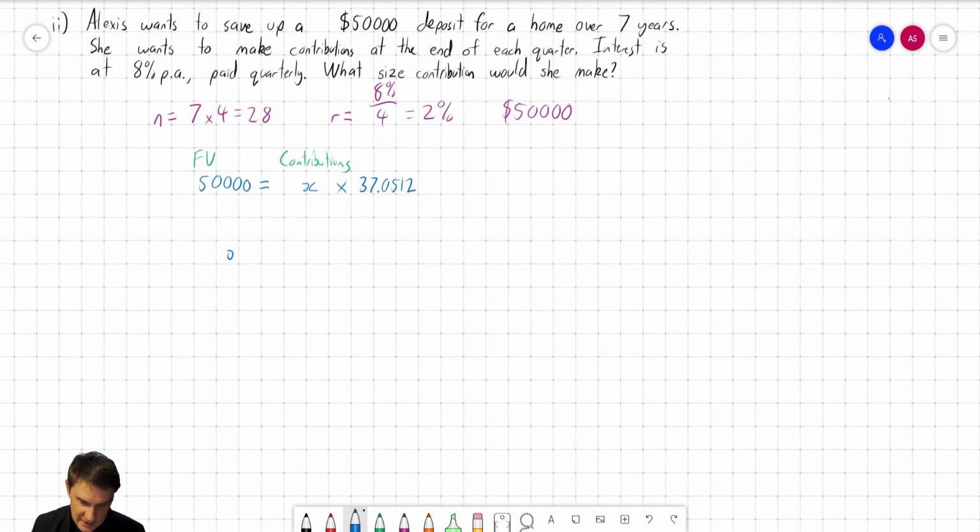So with this amount now in our equation, we've got to rearrange it. And so we're going to make X, our contributions, the subject here. So we're going to take that $50,000 and divide it by 37.0512. As we go through and type this into our calculator, we then find we have an amount of $1,349.48. And again, this is rounded to 2 decimal places. So this is the amount which is going to be contributed every single quarter for those 28 time periods in order to earn interest and reach an amount at the end of those 7 years, or 28 time periods, of $50,000.